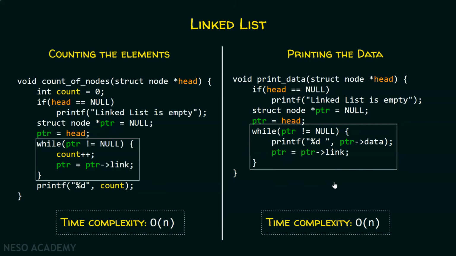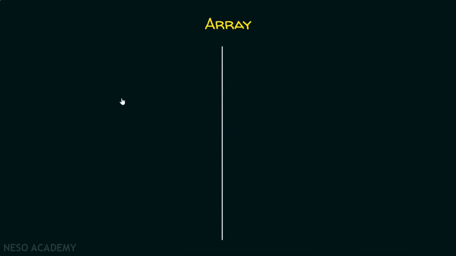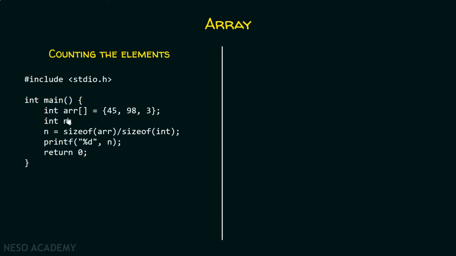Now let's see what will happen in case of array. Let's consider the first part, that is counting the elements. And here is the code which we can follow in order to count the number of elements in an array. Let us assume that array contains this data, that is 45, 98 and 3. We have an integer variable n and we just need this line of code to calculate the size of this array or to count the number of elements of this array. So the time complexity is definitely big O of 1 because this statement takes just 1 unit of time.